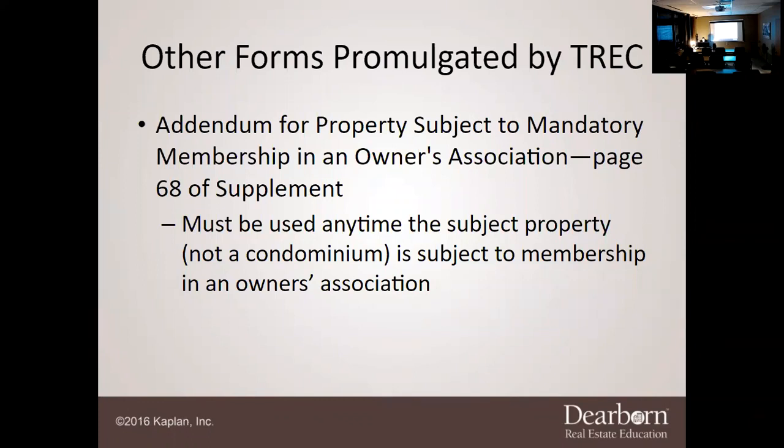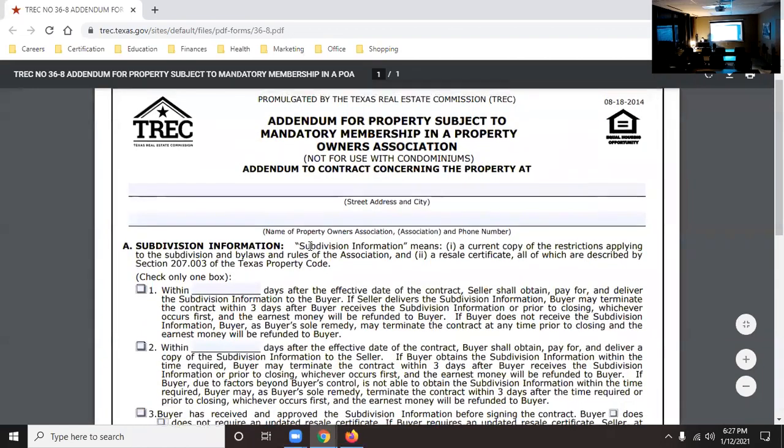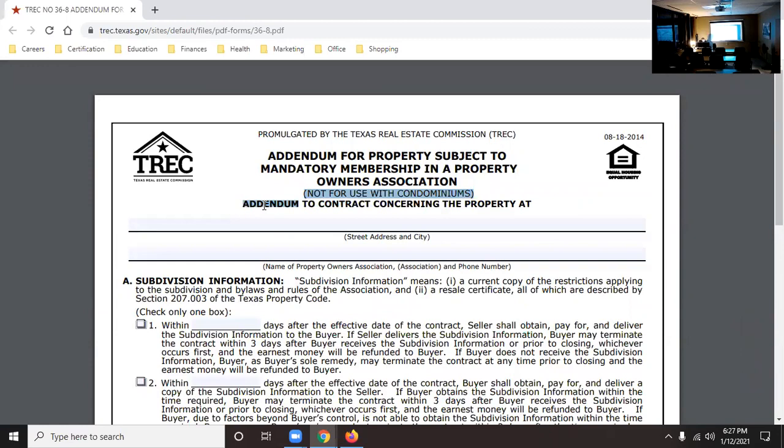So give me a second and I will pull the form up here. There we go. And pull that over here. So this is what an HOA form looks like. Okay, very key right here, as you can see: not to be used with condominiums. Okay, it is not for that. It's for a home that is located within an HOA district.